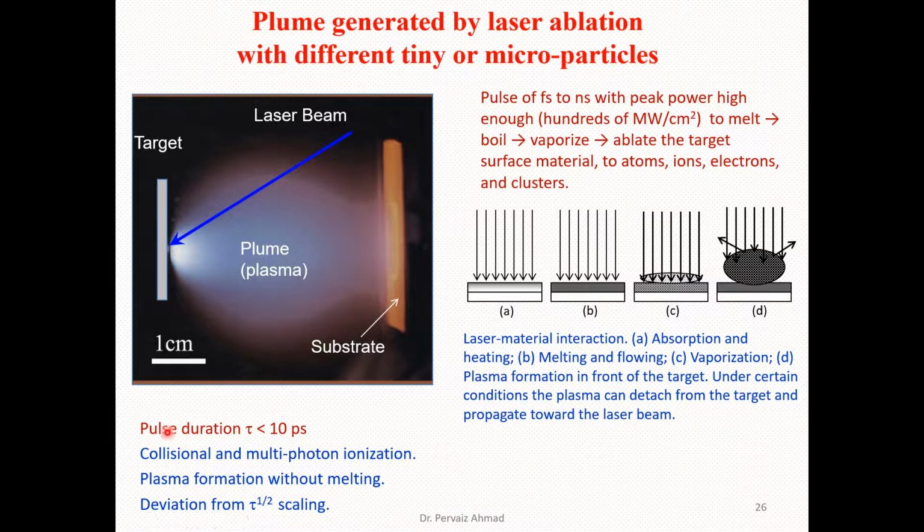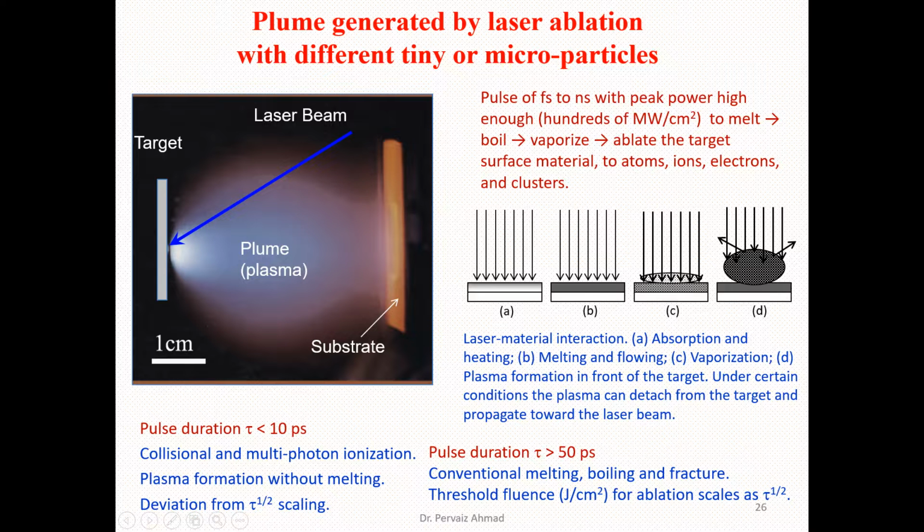So we have the pulse. For the pulse duration, denoted by tau, if the duration is smaller than 10 picoseconds, we will have collisions and multi-photon ionization. It means we will have plasma formation without melting, and deviation from the square root of tau scaling. These are the conditions when the pulse duration is smaller than 10 picoseconds.